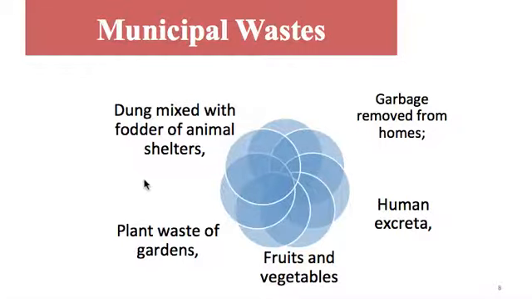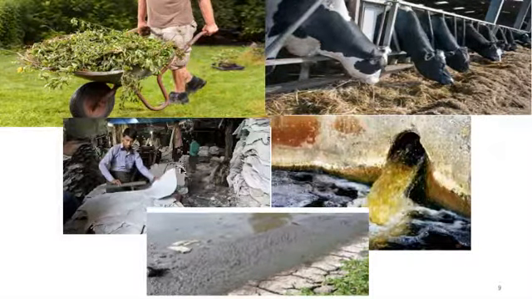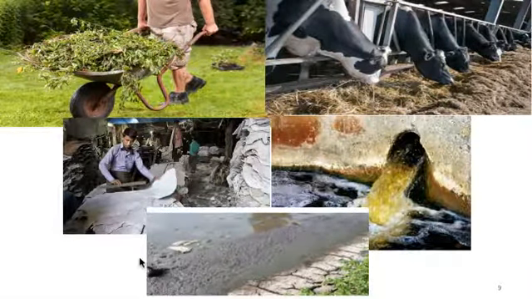The traditional role of municipalities in collecting and managing these kinds of wastes has produced the particular etymology, municipal. So they can be produced as garbage removed from the homes, human excreta, fruit and vegetable waste, various waste from gardens, nurseries, public parks, and dung mixed with the fodder of animal shelters. So these all are the major sources of municipal waste. Here you can see different pictures showing the sources of municipal wastes.